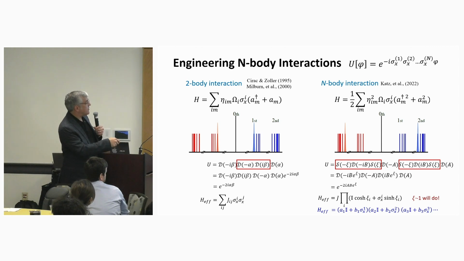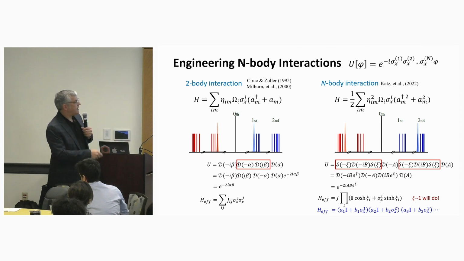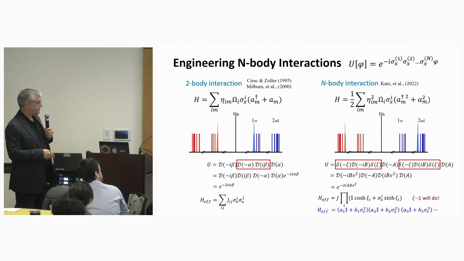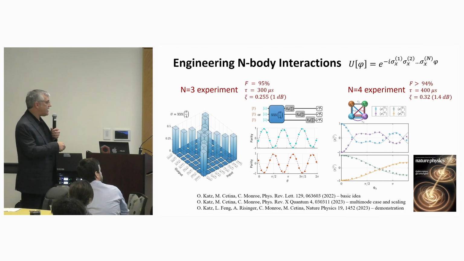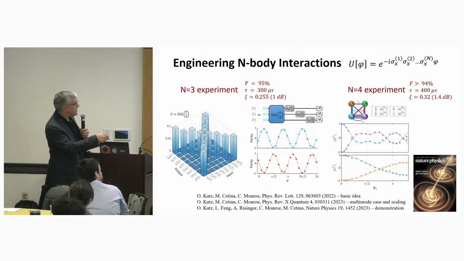Instead of tuning to the first upper and lower sidebands, we tune to the second upper and lower sidebands, and there's the A squared and A dagger squared. This thing gives you that n-body interaction. And we demonstrated it with just 3 and 4 qubits, showing that we got 3-body dynamics and 4-body dynamics. That's a little less direct here.